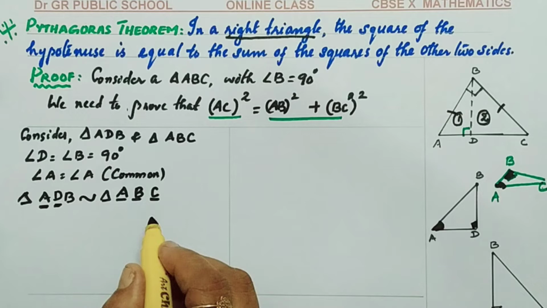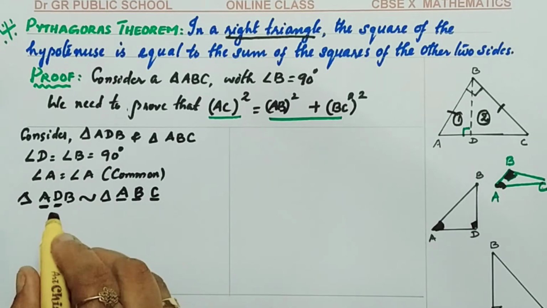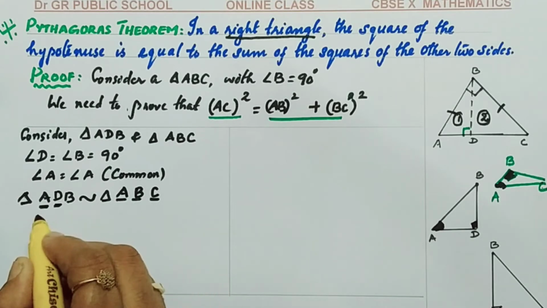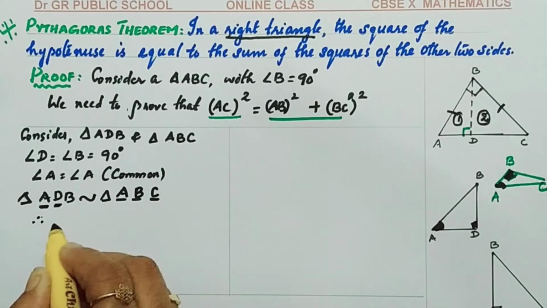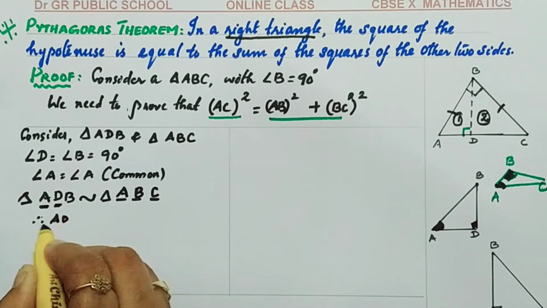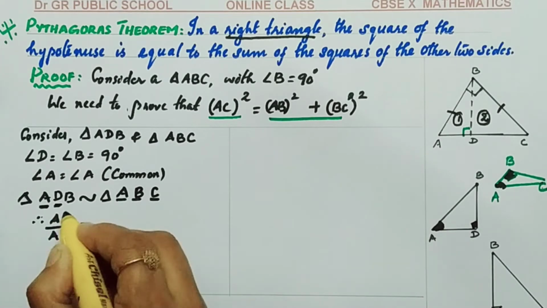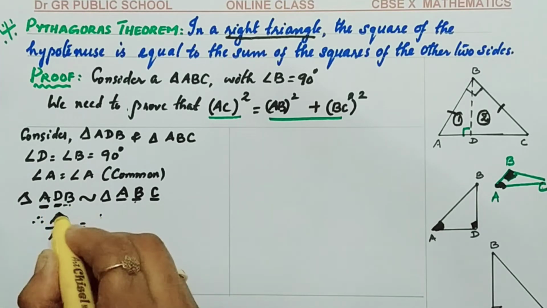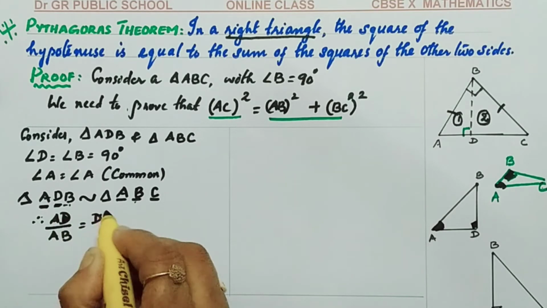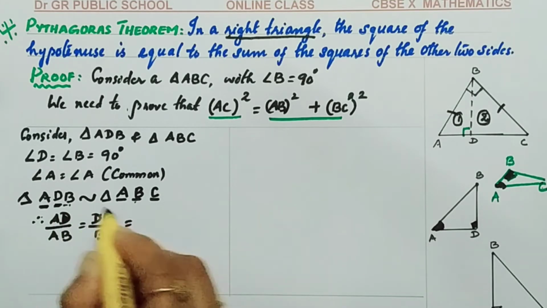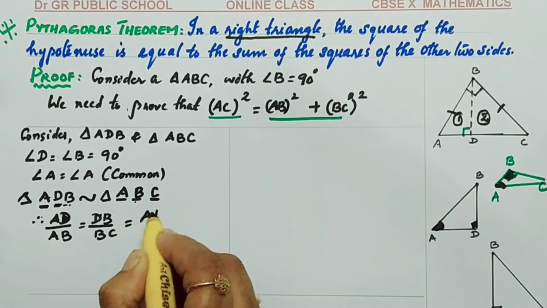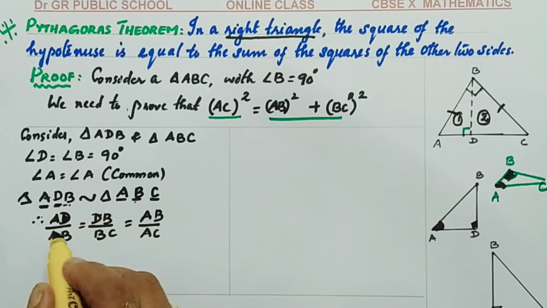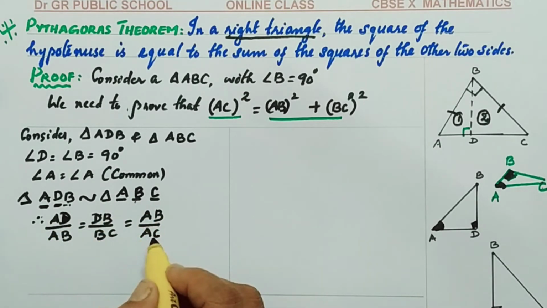Now, you know that if two triangles are similar, their ratios will be equal. The ratio of the sides we can take, therefore, taking two letters at a time: AD by AB equals DB by BC, equals AB by AC. Why? Because if two triangles are similar, then the ratio of their sides will be equal.